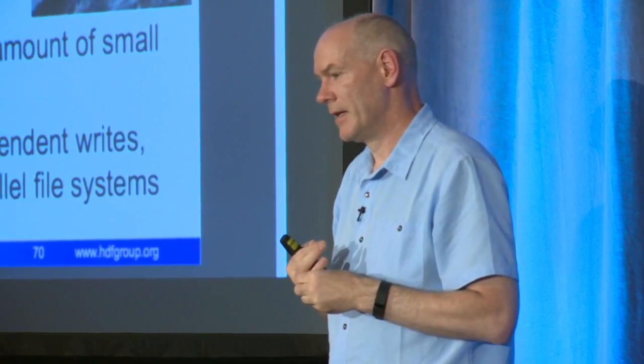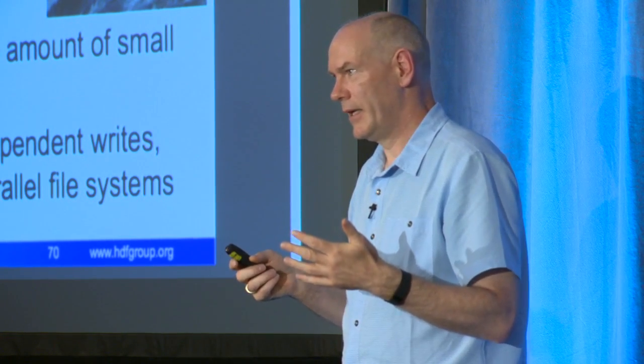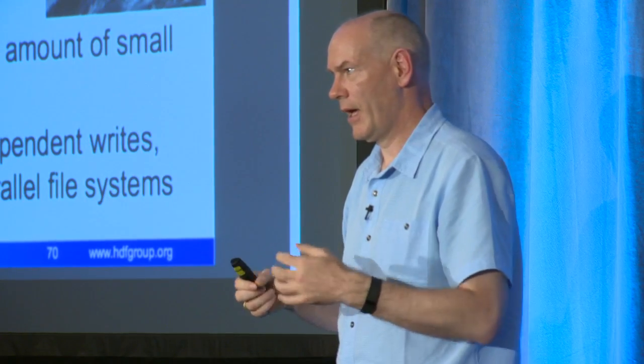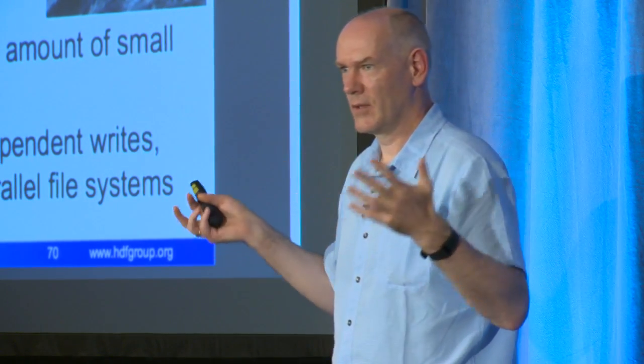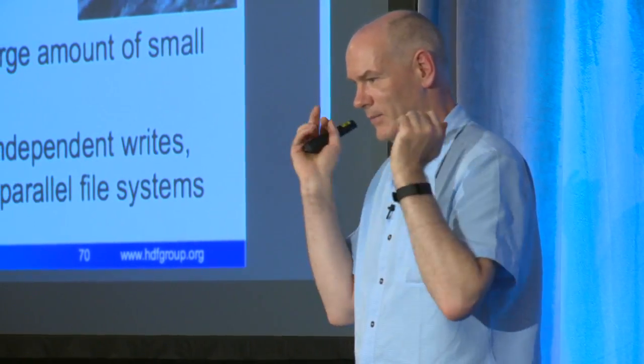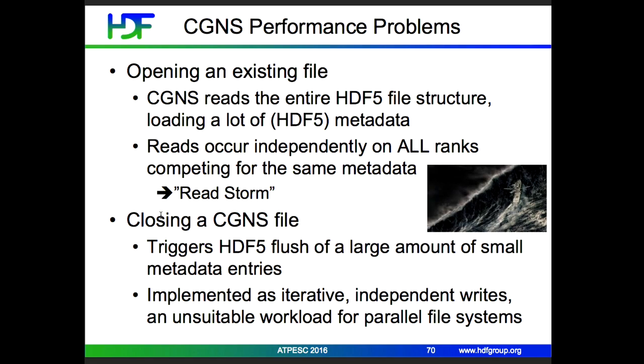And on top of that, attribute reads in parallel HDF5 by default are independent and not collective. So again, independently, tens of thousands of ranks will go out there and go to the same Lustre file system and say, what's that key value pair? So this is what happens on the read side.